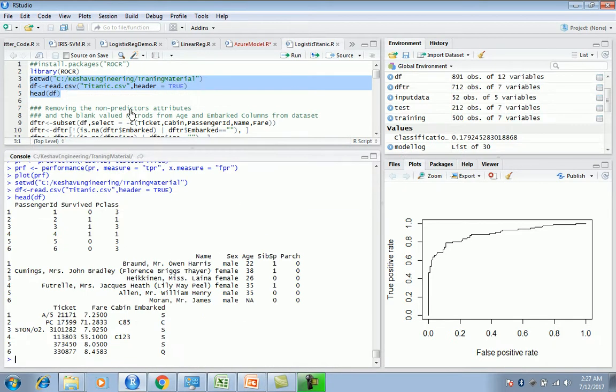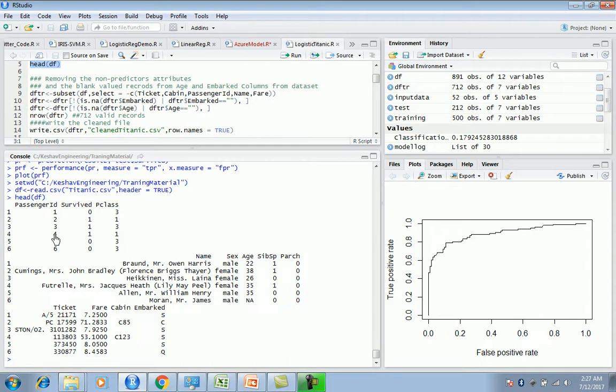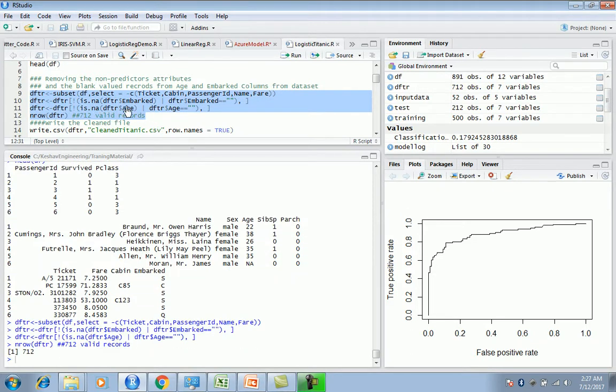So we get the data, and we are trying to clean it up. I have studied the data and I know some of the values are blank for embarked and for age. I could also have got the mean age and imputed that, but I have chosen to ignore the records. So in these two lines of code, I am doing away with all those records which are blank or NA for embarked and age.